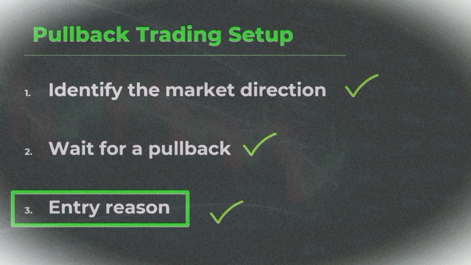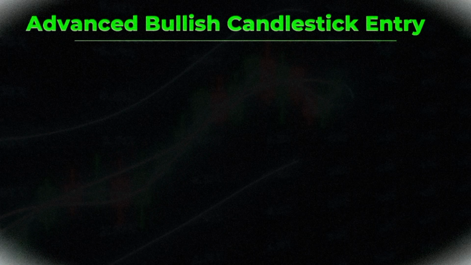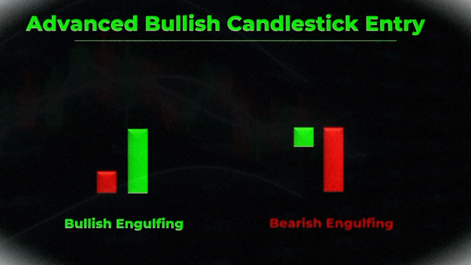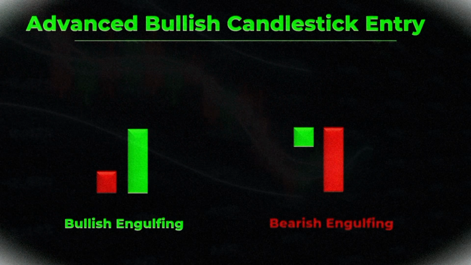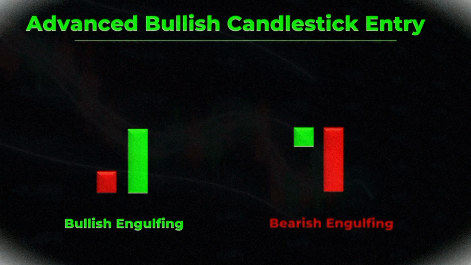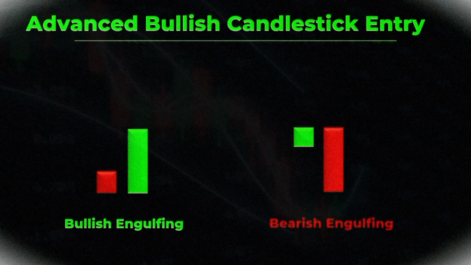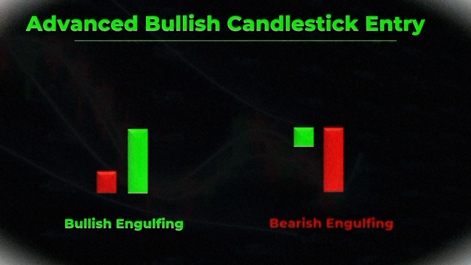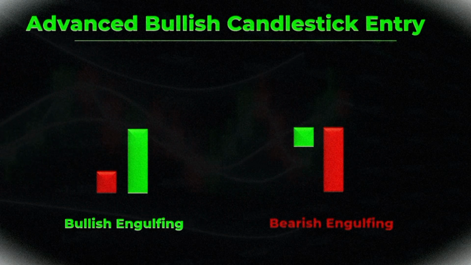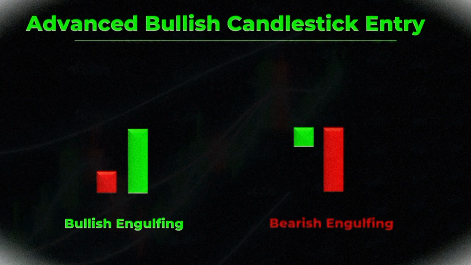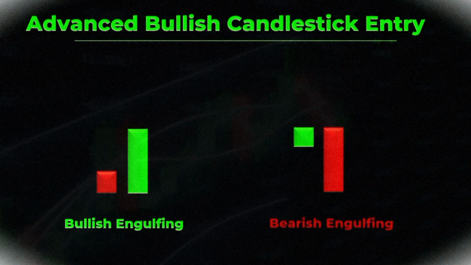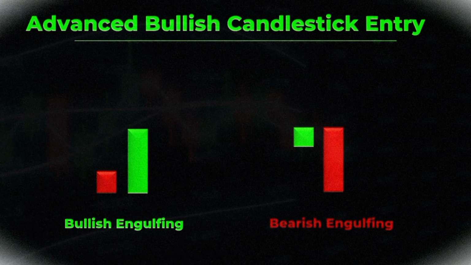We use two candlestick patterns as our entry to predict the end of the pullback and the start of an impulsive move. These reversal candlestick formations are in fact advanced engulfing candlestick patterns. The engulfing candlestick formation is one of the most powerful price action reversal patterns, which I'm sure you have all heard of. This pattern consists of two candlesticks in which the body of the second one has an opposite color and engulfs the body of the first one.